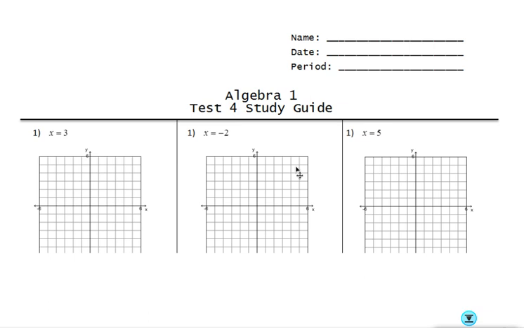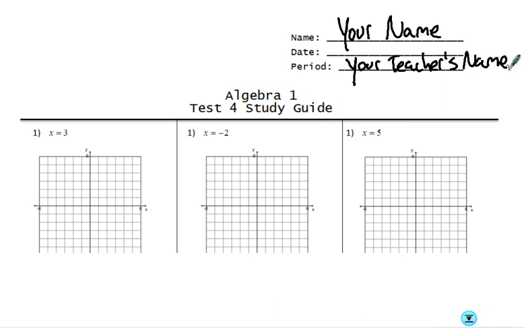So first things first, let's go ahead and put our name on the top of our paper. We want to make sure you get credit for being here, so write your name on the top. And then some of you are coming from different teachers, so under period, if you would just write your teacher's name, so I can make sure to get it back to your teacher so that you can get credit for being here. So your teacher's name.